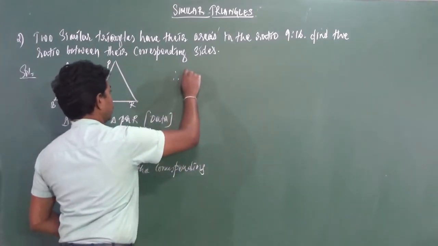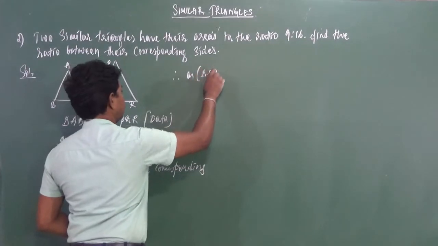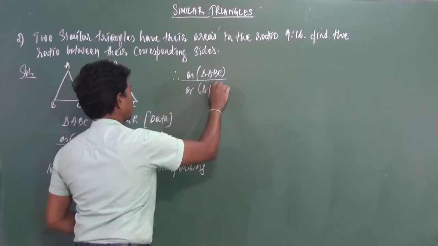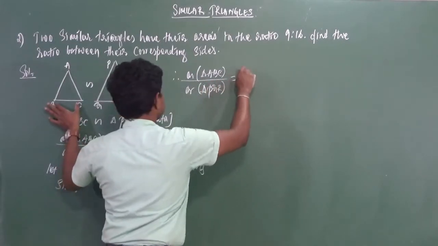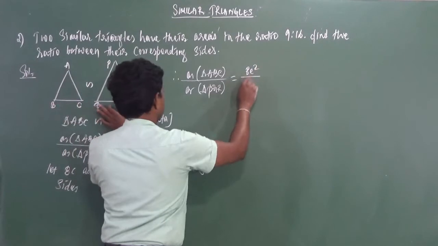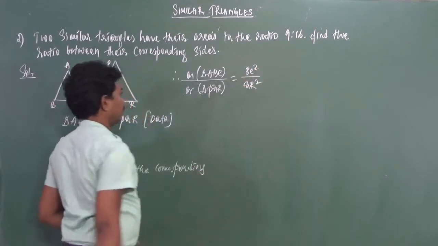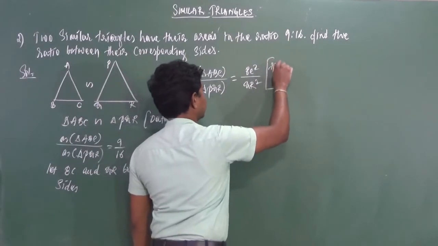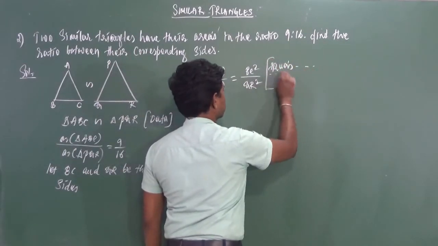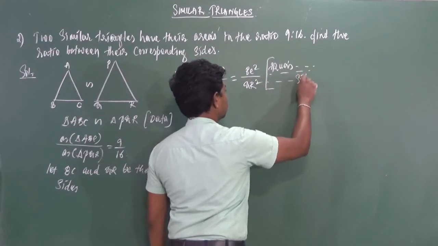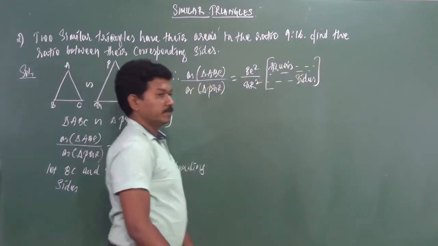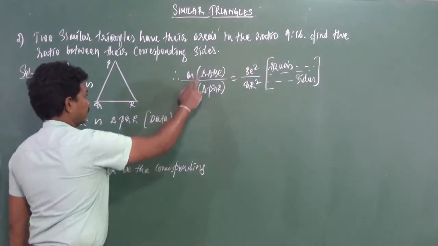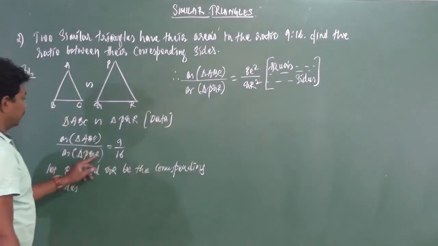So therefore, area of triangle ABC by area of triangle PQR is equal to BC square by QR square. You can take it like this. Here you have to write the reason, that is, areas of similar triangles are proportional to the squares on their corresponding sides. So don't miss the reason. Maybe it is a little bigger one, so please write it.